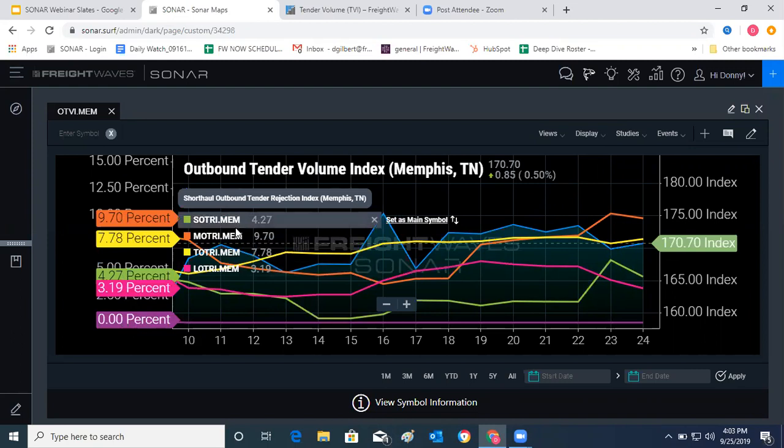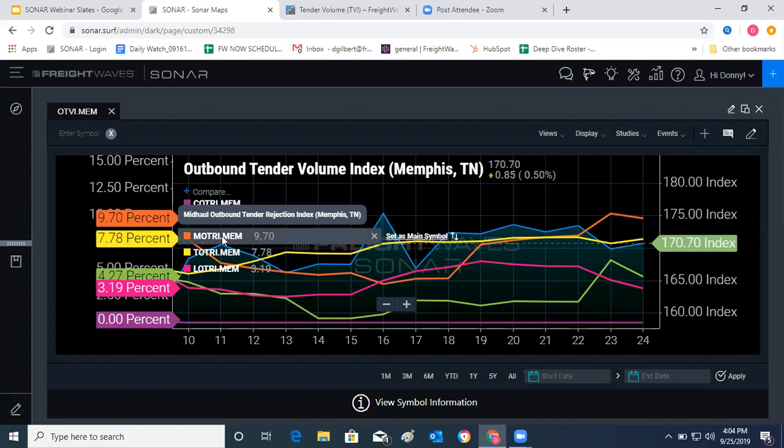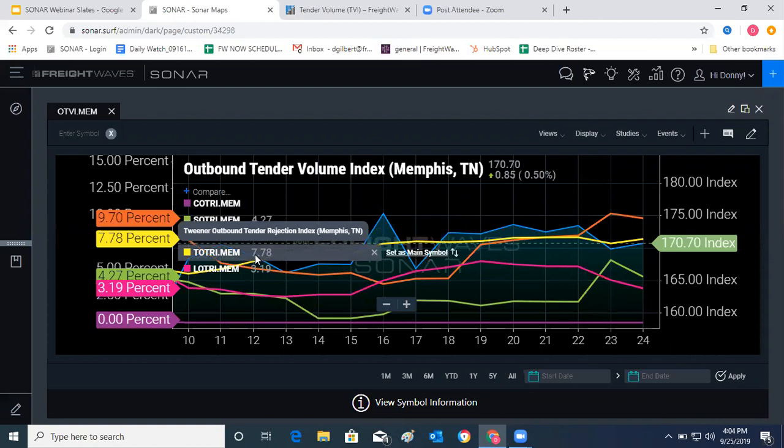But looking up here, you see short haul, they have a 4.27 tender rejection rate. Mid haul, 9.70 tender rejection rate. So here we see the mid haul lanes. These are some of the lanes that carriers are resisting to go and pick up. So this right here would push a rate up for an outbound load that delivers between 250 and 450 miles in Memphis. Our tweener haul is 7.78%.